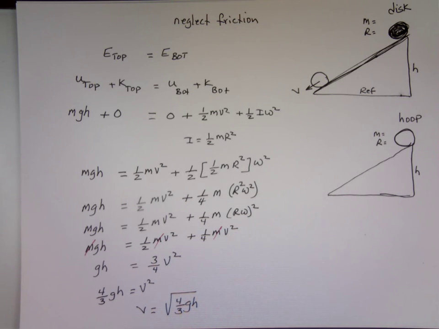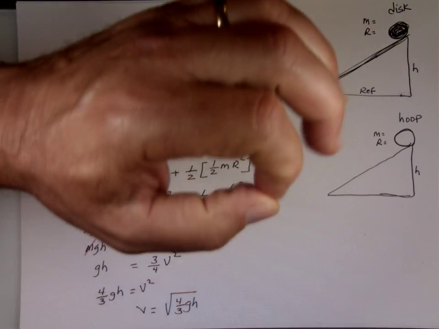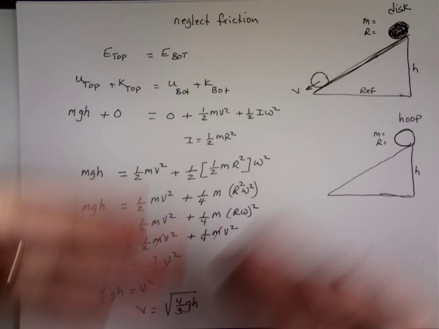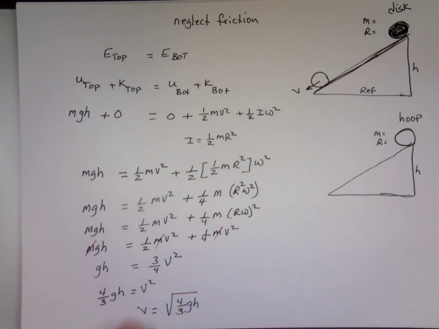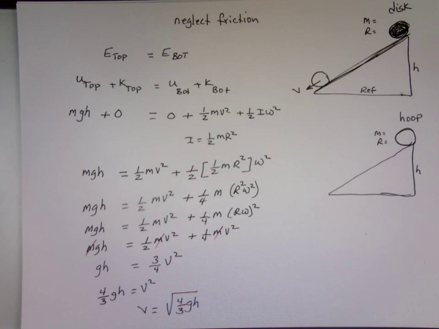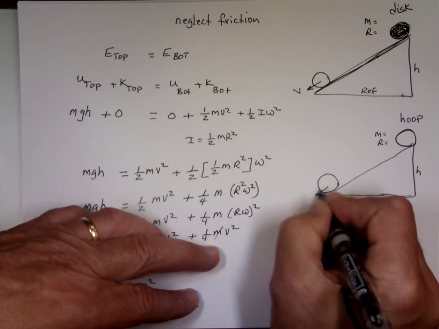Now, as I said, they take the hoop and the disk and they put them next to each other and they roll them, and they're trying to ask you which one gets to the bottom faster, which one's moving faster when it gets to the bottom. This is the velocity of this when it gets to the bottom. Well, what is the velocity of the hoop when it gets to the bottom? Is it larger or smaller?